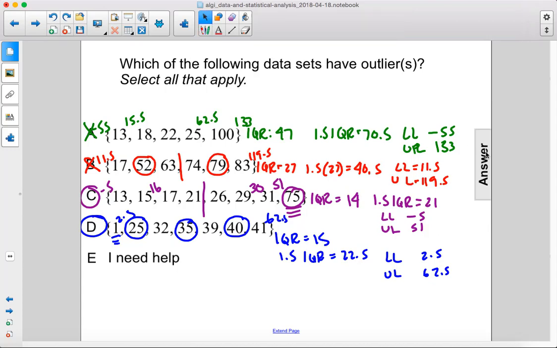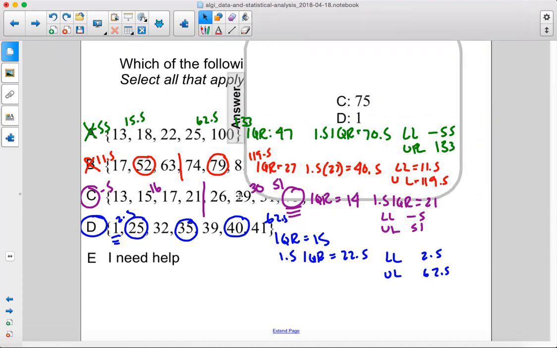So the answer is C and D, and our outliers are 75 and 1.